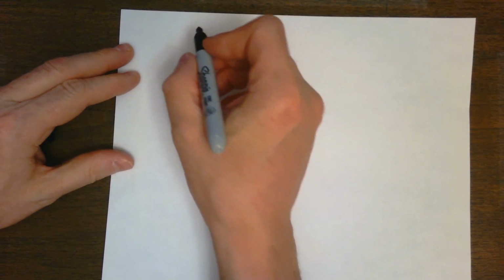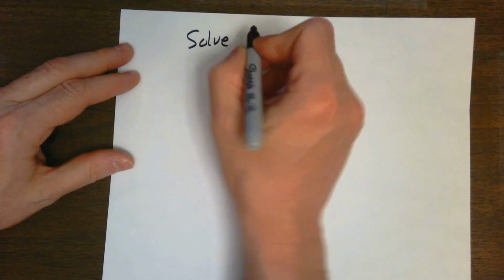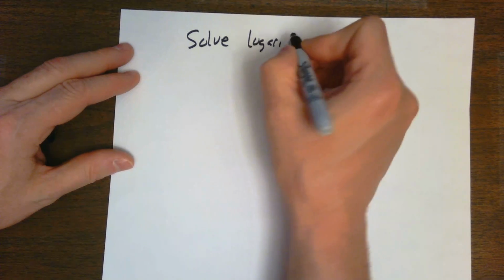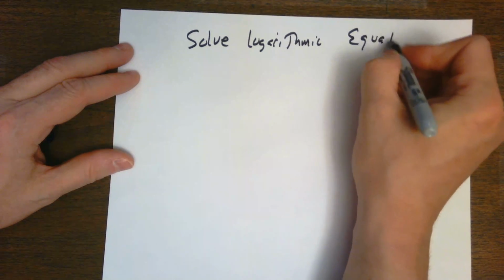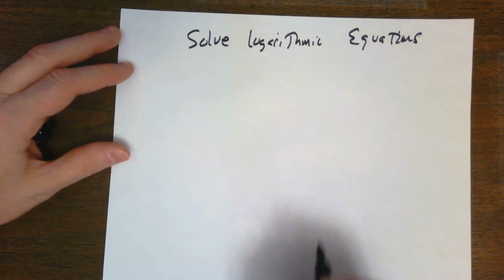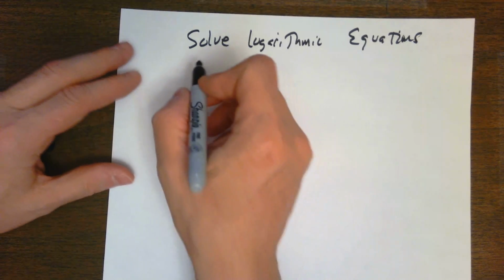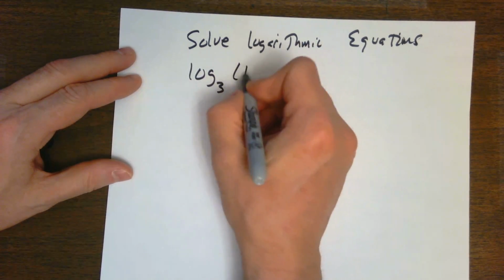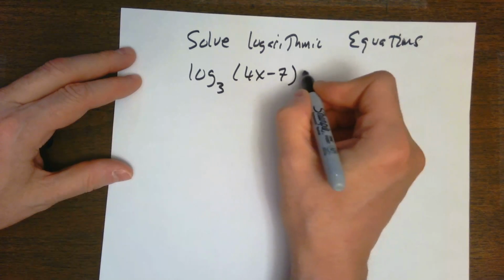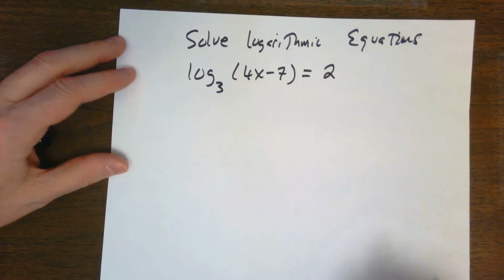Let's talk about solving logarithmic equations. For example, if I have: solve log base 3 of 4x minus 7 equals 2.